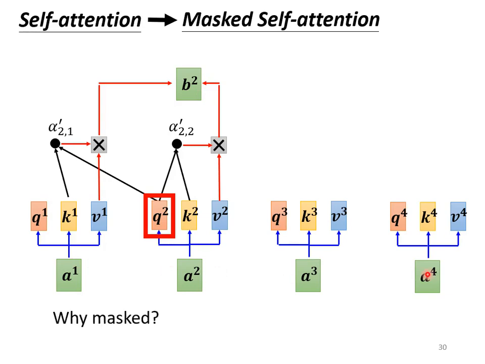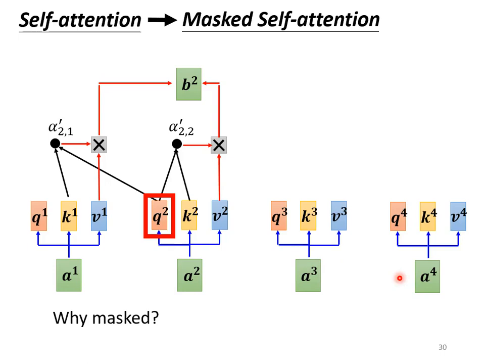So why is it like this? Why do we need it to be masked? This is actually very intuitive. Think about how our decoder works at the beginning. It outputs one element at a time, one by one. So A1 is produced first, then A2, then A3, and then A4. This is different from the original self-attention.